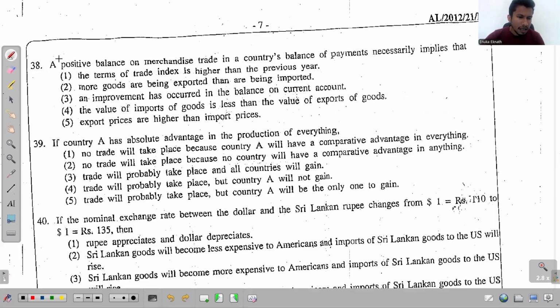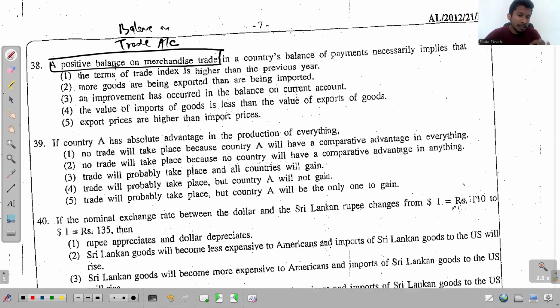Simply put, what is this talking about? If it's with regard to tangible goods, this is simply the balance in trade account.